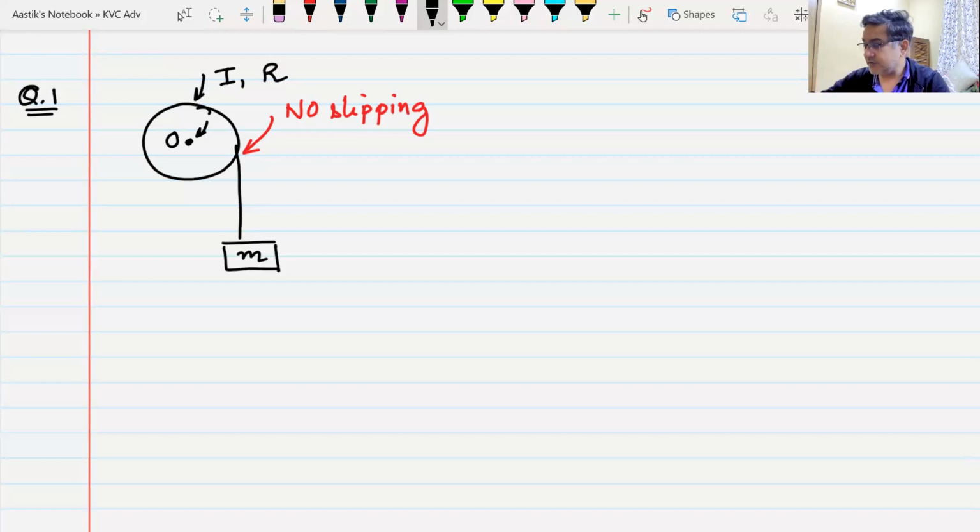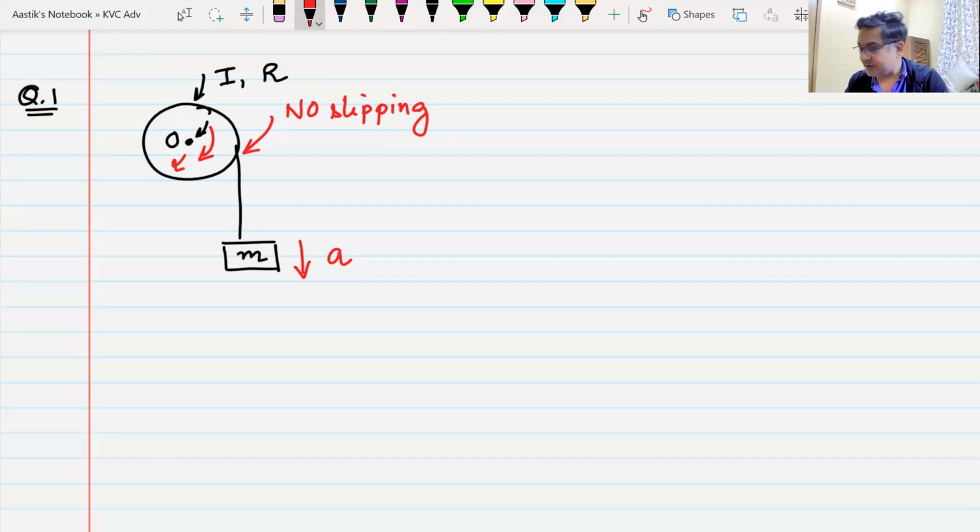We don't know. Okay. This block will come down with, let us say, an acceleration. Is it so difficult to understand? And this pulley will start to rotate with, let us say, a constant angular acceleration alpha. The question is, find out the value of alpha and A.